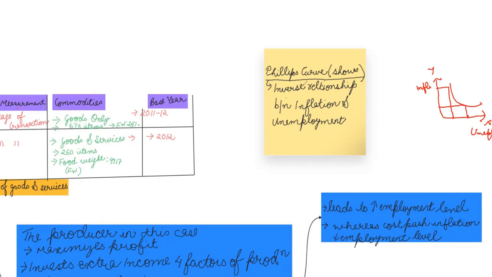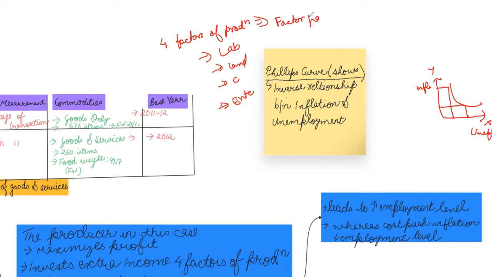Now what happened? You must have heard about this thing called four factors of production. What are the four factors of production? Labor, land, capital, and enterprise. And when these four factors are combined together, they are used to produce a certain kind of good or commodity. Whatever product you want to produce, whatever business you want to start, you will need these four things. And when you pay for these four things, we call it factor payment. I hope you are clear about this thing.